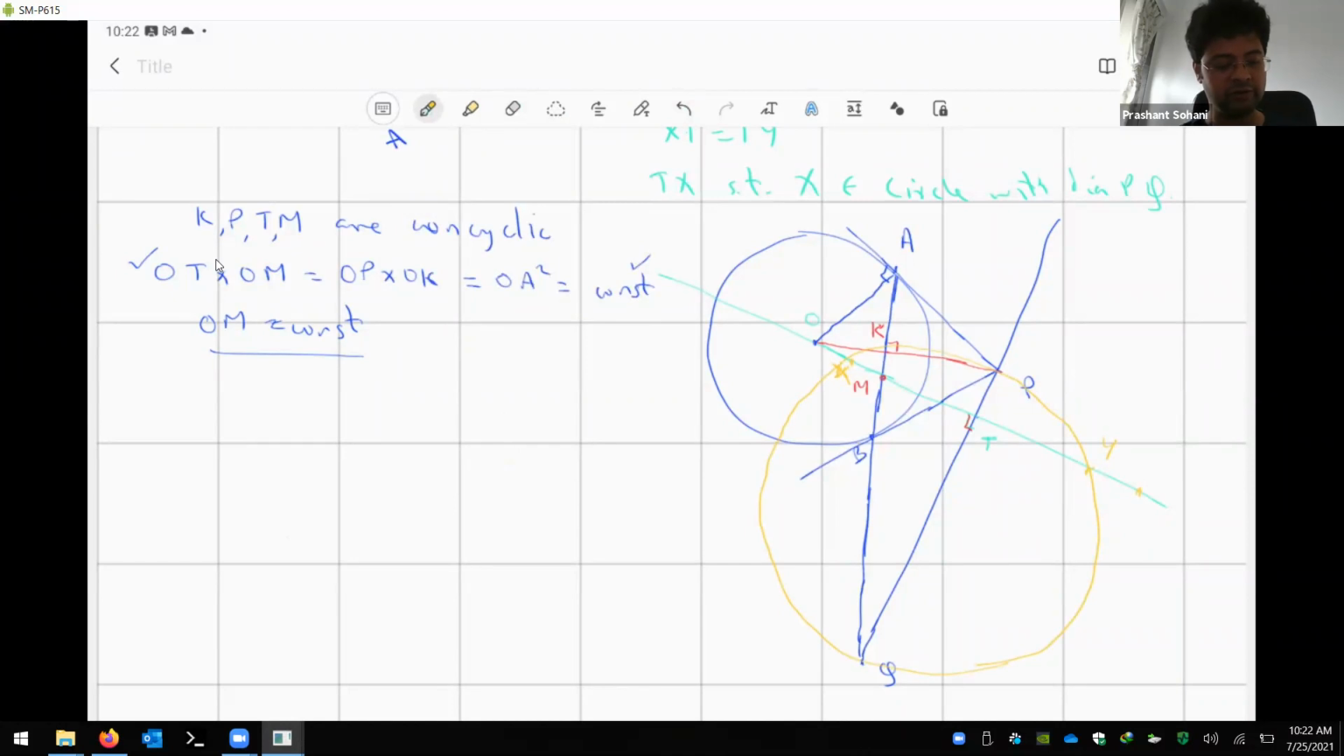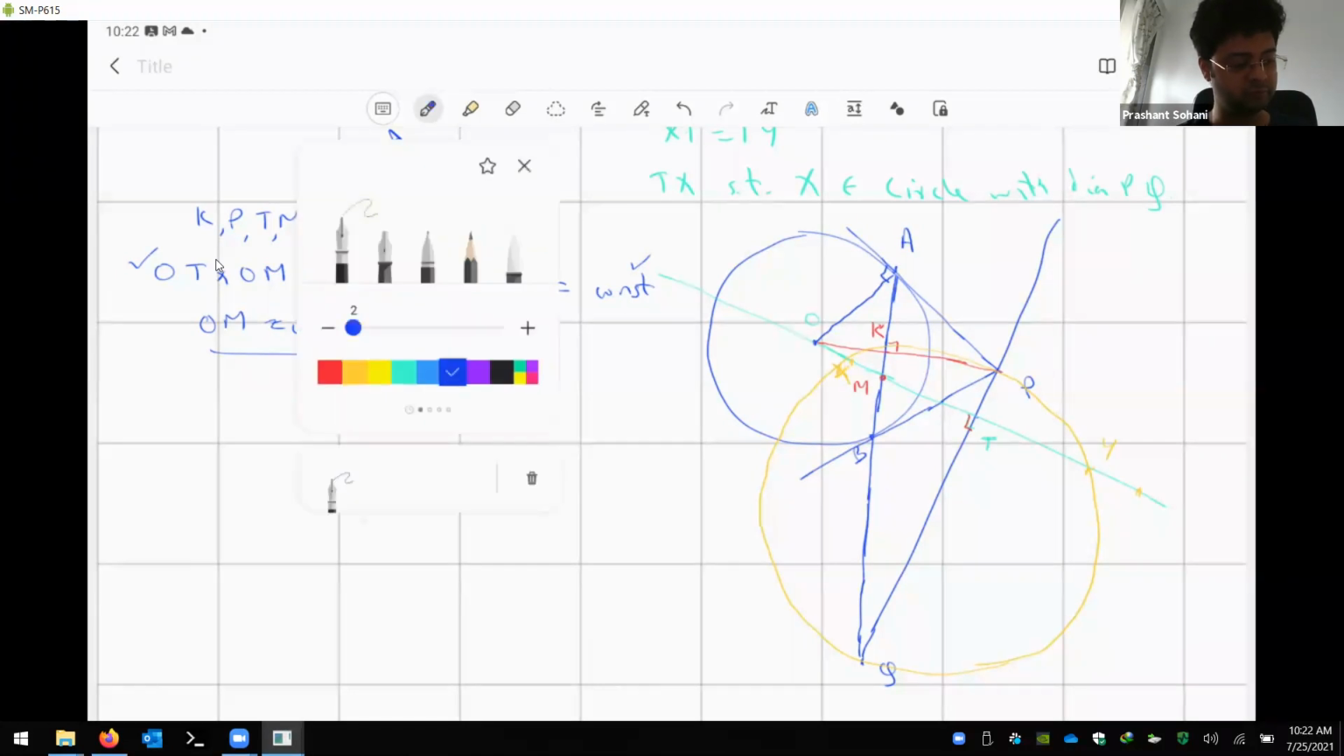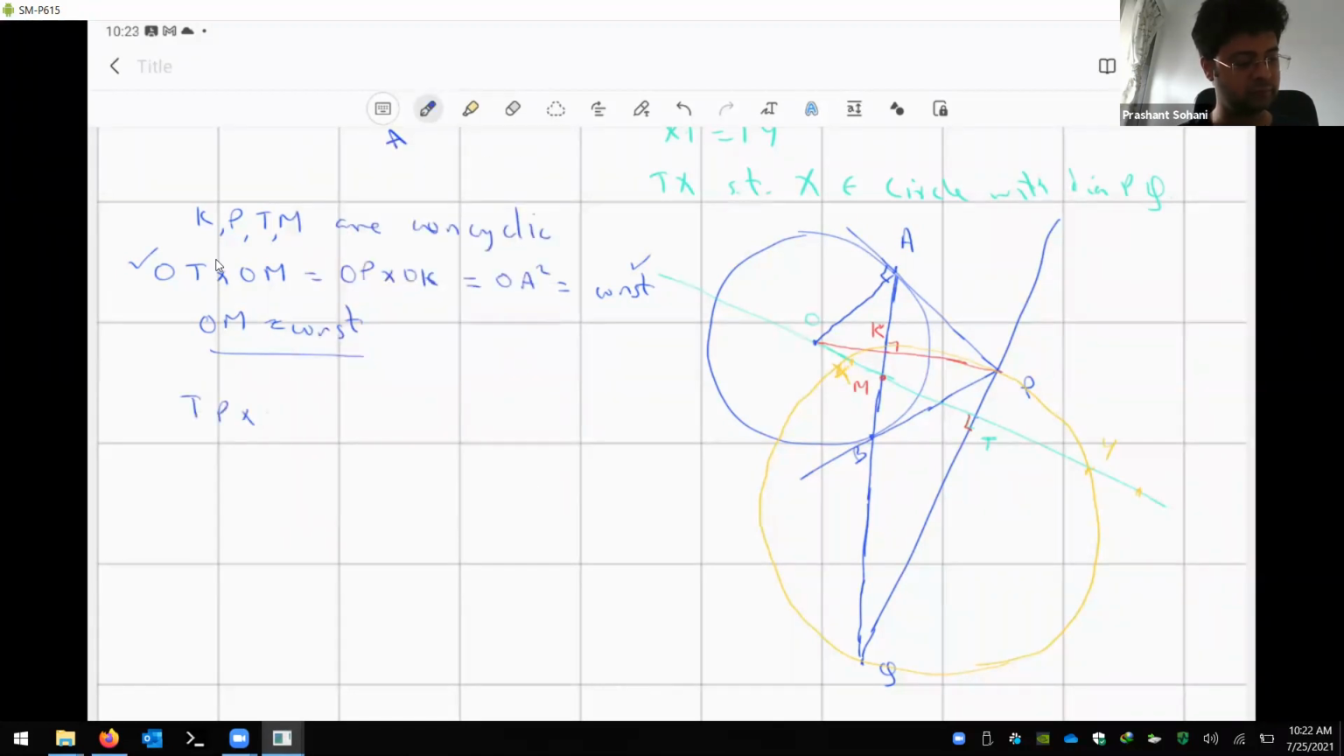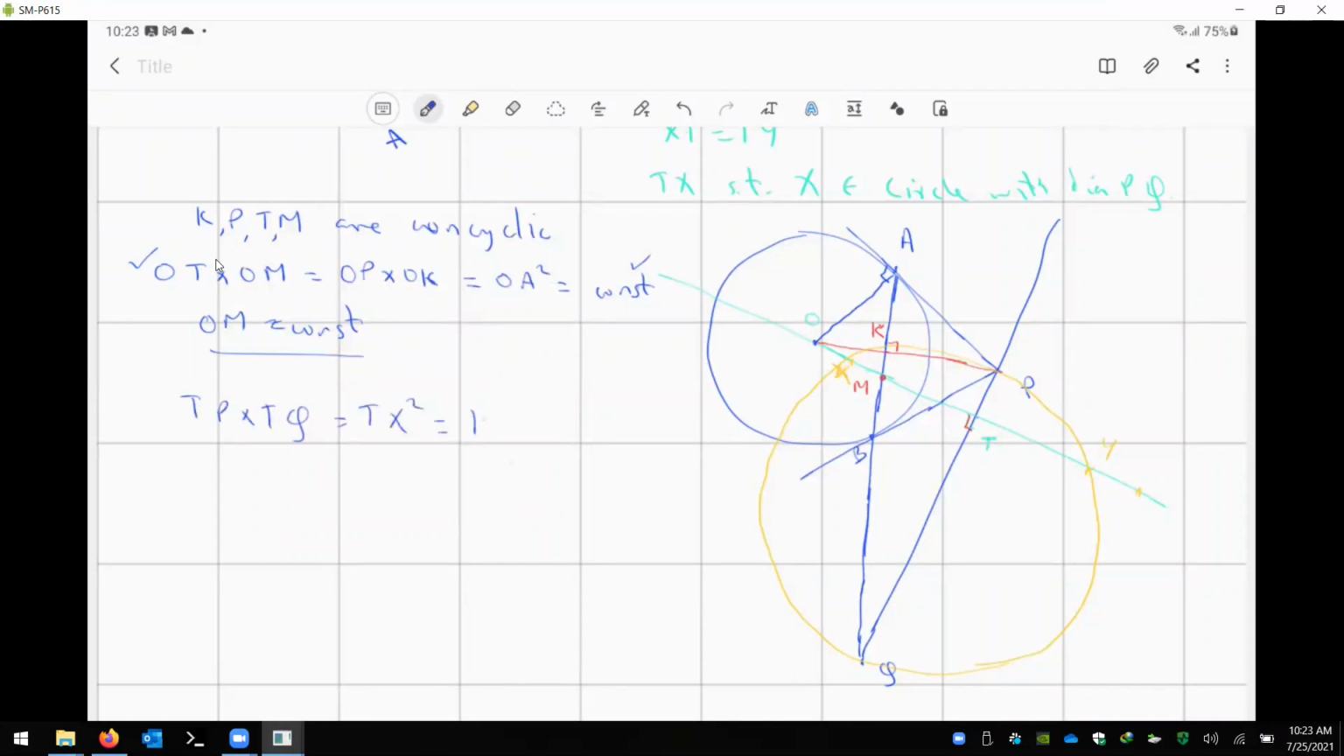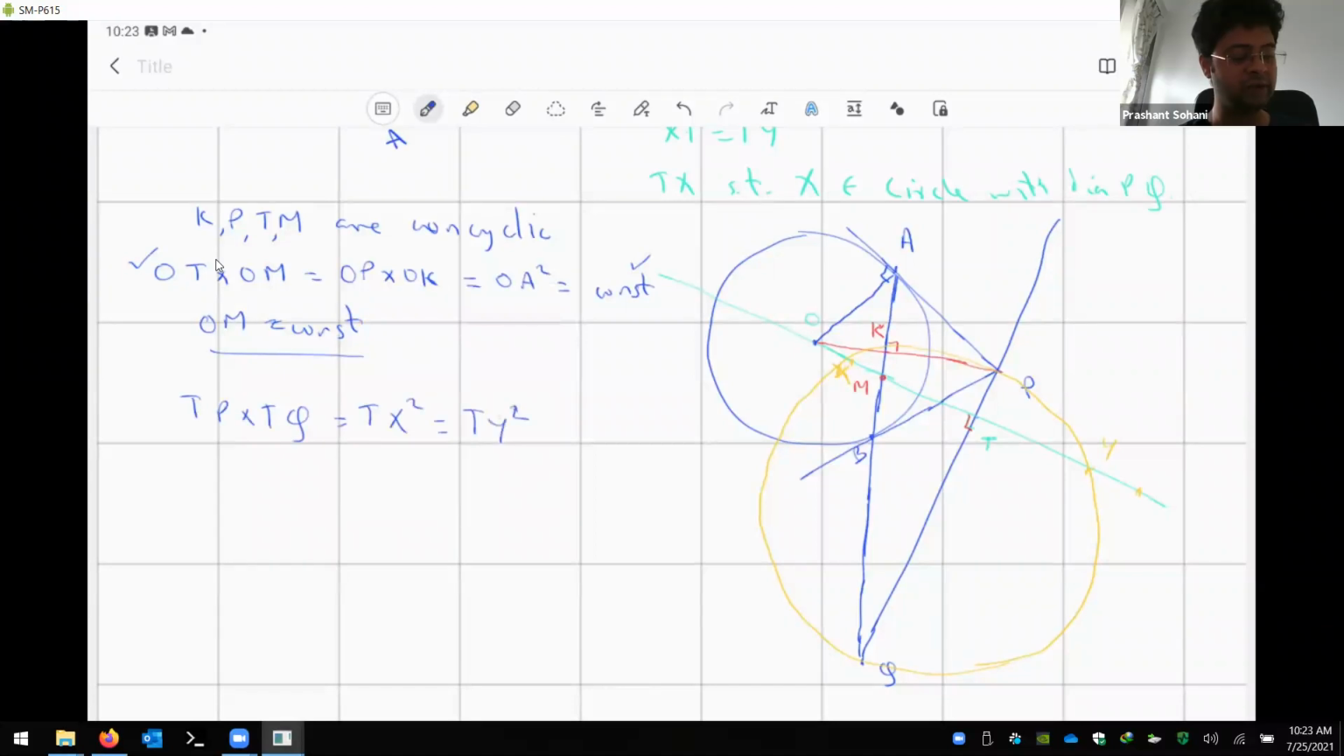Okay, and so this orange circle is intersecting the blue line at X and Y. What we want to show is that the X and Y positions are fixed. Even if P changes, X and Y don't change. Now again, you see PXQ is a 90-degree triangle. So what is TP into TQ? You see it is equal to TX square, as well as TY square, correct?